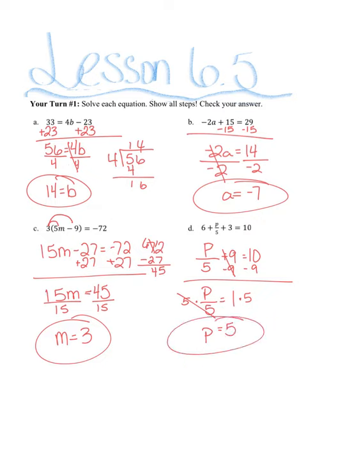Now with all 4 of these equations, your final step should always be to take your solution and substitute it in place of the variable and see if it makes a true statement. So whatever the value is on the left side should be the same as the value on the right side when you've substituted for your variable.